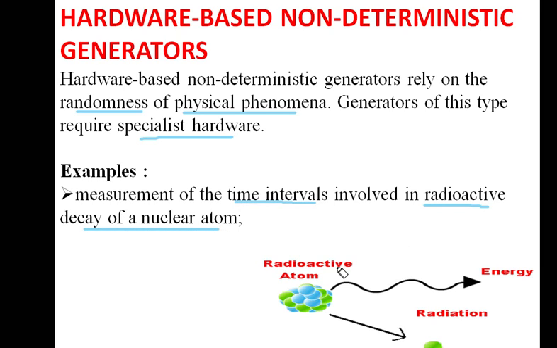So this is the radioactive atom. Here we have to measure the time intervals. The time intervals will appear on a particular device, right? That device we can call physical phenomena. With the help of that device we can observe the time intervals. This is measurement of time intervals involved in the radioactive decay of nuclear atom.